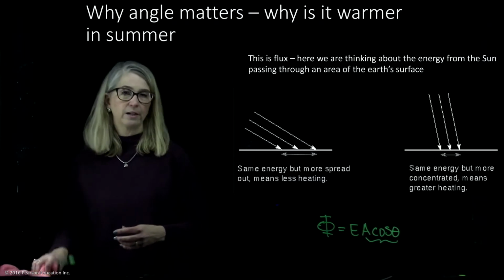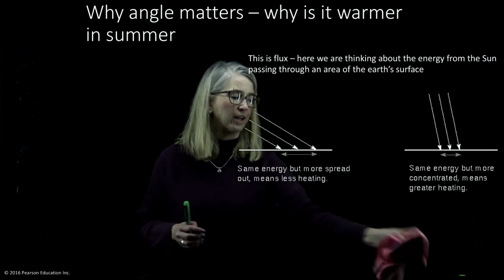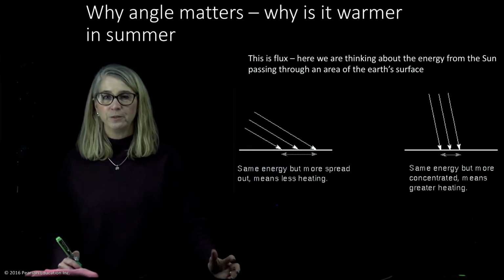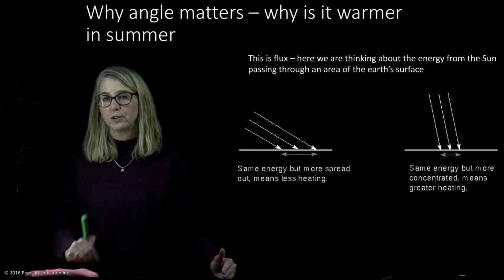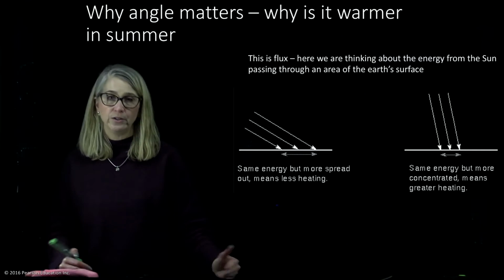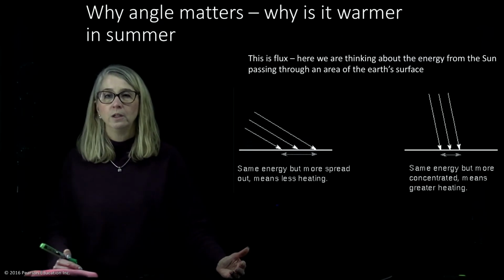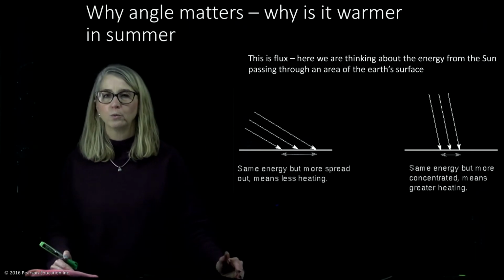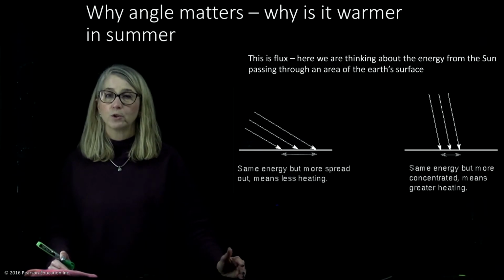Let's just think a little bit about why the angle matters. I find that the example of summer and winter is a good example of why the angle that the electric field lines hit the area at is crucial and helps to determine the total flux. So right now it's winter, it's really cold. Why is it cold? Well, the amount of daylight that we get is shorter.